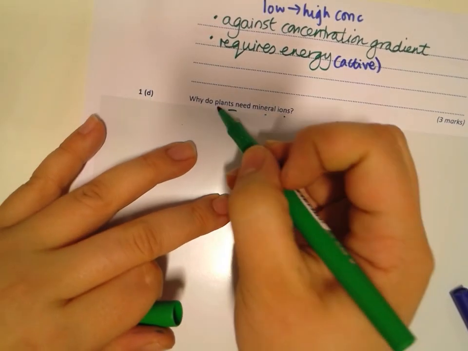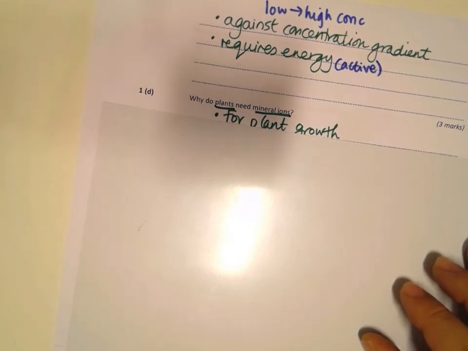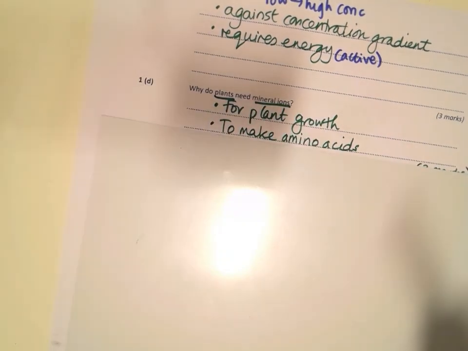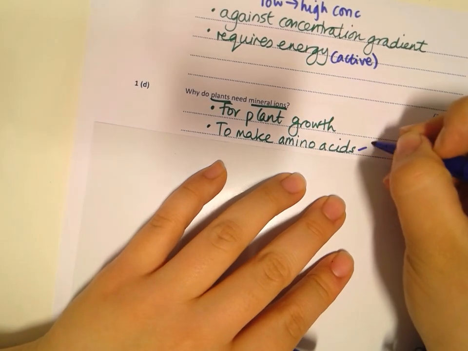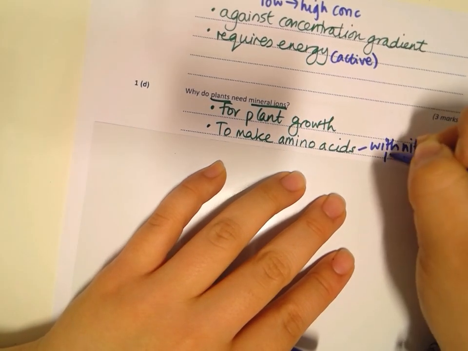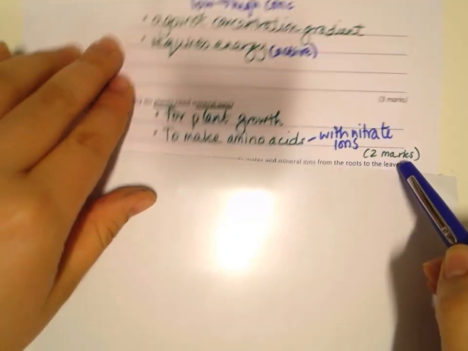Next question, why do plants need mineral ions? Well, the nice easy first answer is that it's for plant growth. The second reason is because it's used to make amino acids, more specifically with the nitrate ions. Now I understand it's missing the mark, and this is actually worth 2 marks, so the whole exam paper will be out of 32.